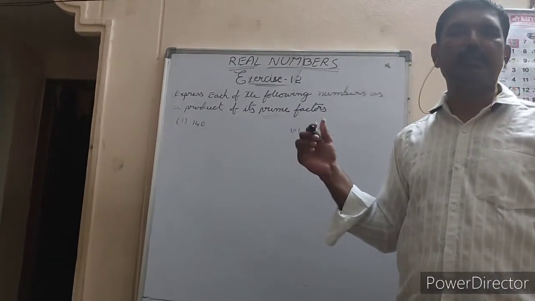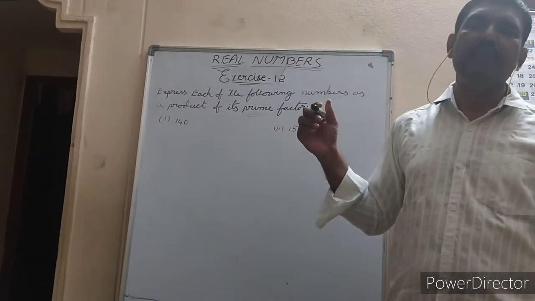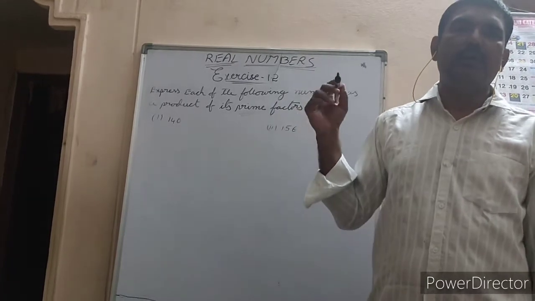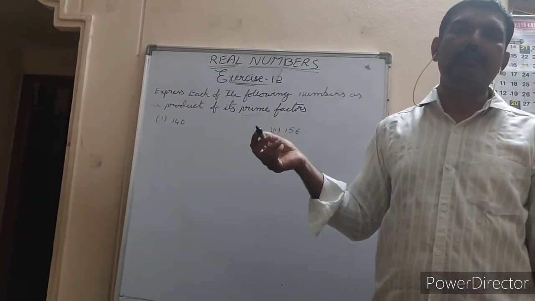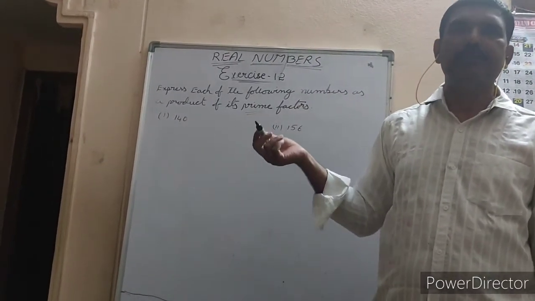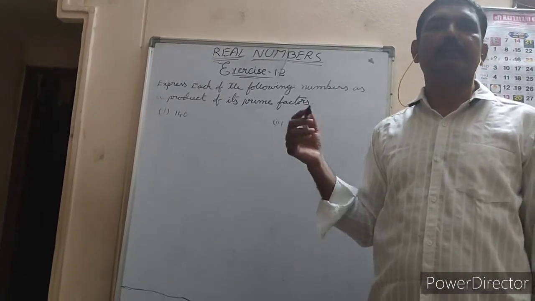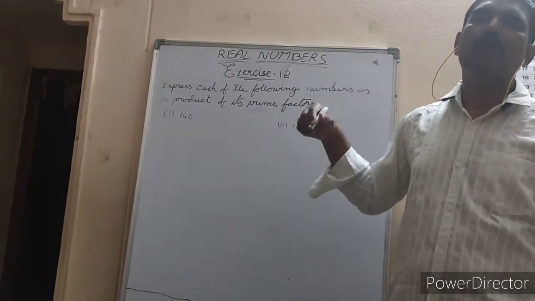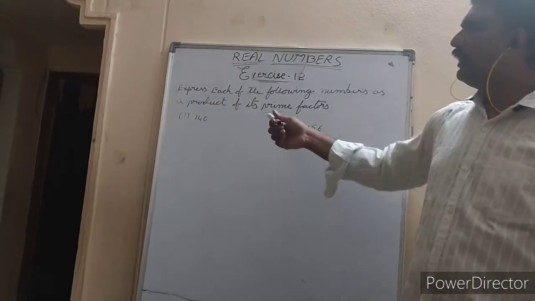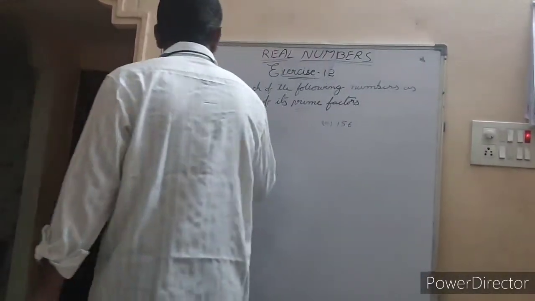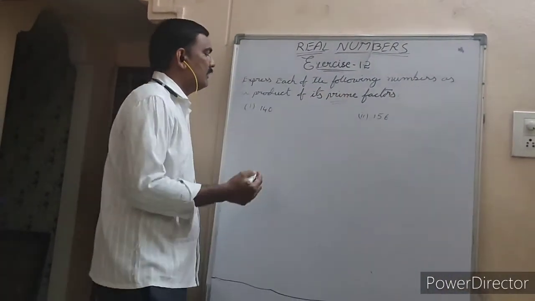The least composite number is 4. 4 has more than 2 factors. If you read the 1 table, 4 will come, in the 2 table also 4 will come, and in the 4 table also 4 will come. So 4 is a composite number. Now we have to write 140 as a product of prime factors.